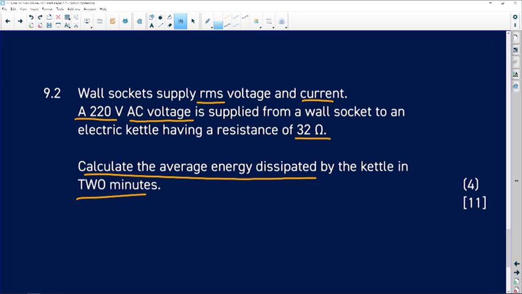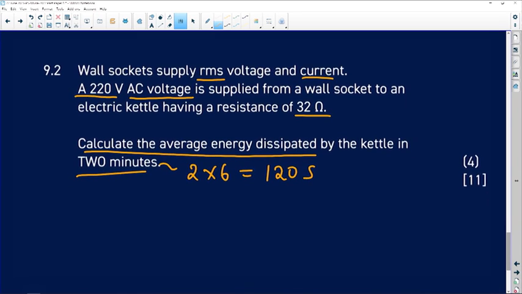So we are given that. I see something foreign here: we don't use minutes in physical sciences, we use seconds. So we must convert 2 minutes by multiplying by 60, and we get 120 seconds. And then, what are we looking for? We are looking for energy.